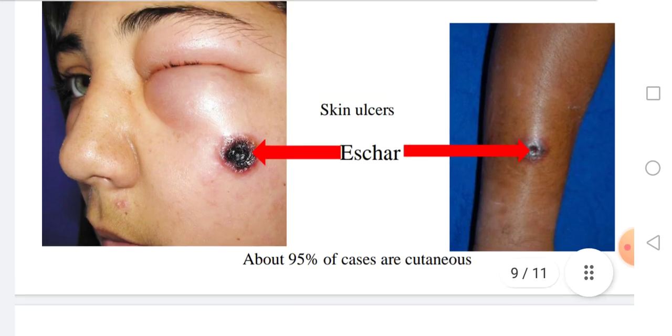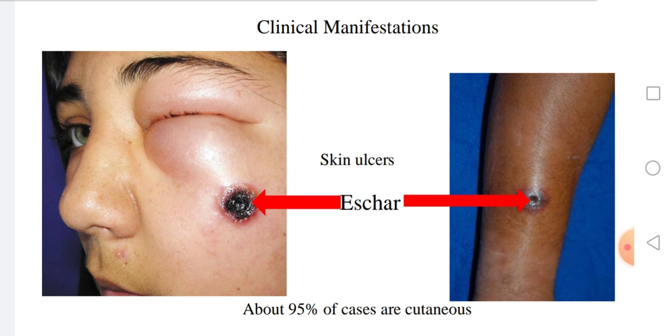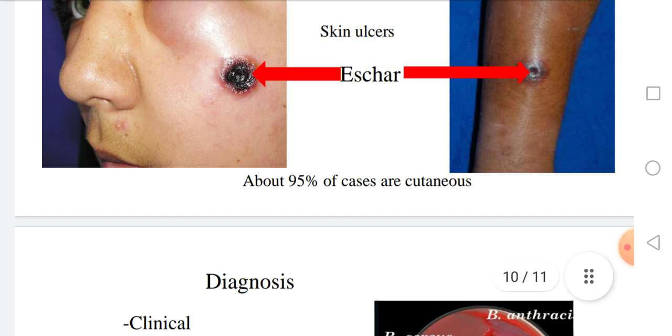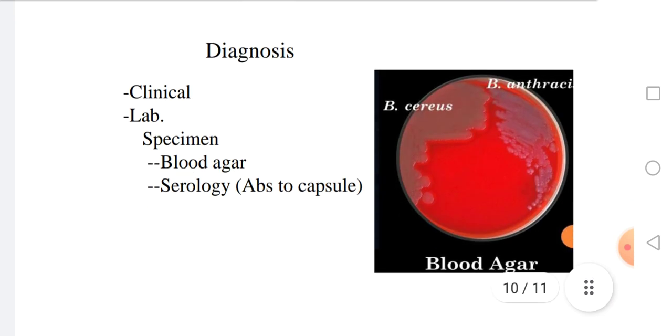Here you see the clinical manifestations of the cutaneous anthrax. You see here there are skin ulcers. The center of the ulcer is black and there is edema. Diagnosis: clinical. Then you collect blood, you culture it. So in the blood agar, you see here the Bacillus anthracis growth. Serology: to detect antibodies against capsule.